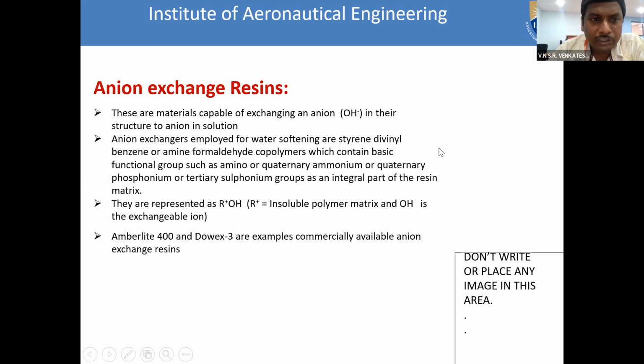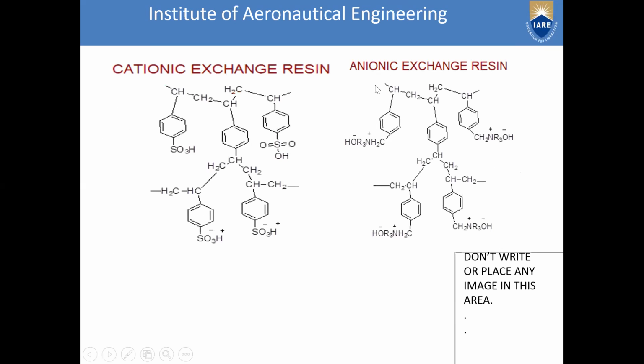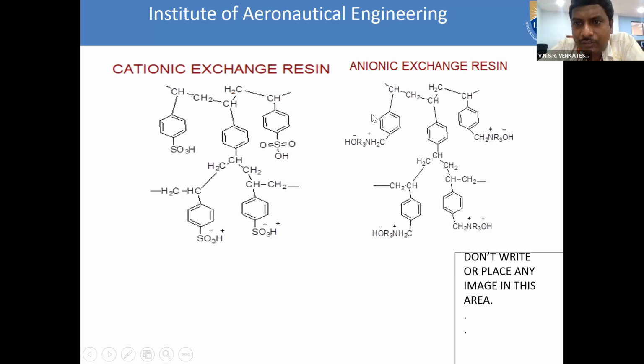Now all of you understood about cation exchange region and anion exchange region, ma? Yes, sir. So now we see the structure of the anion exchange region. This anion exchange region has amino groups linked with either quaternary or tertiary ammonium salts or phosphonium salts.